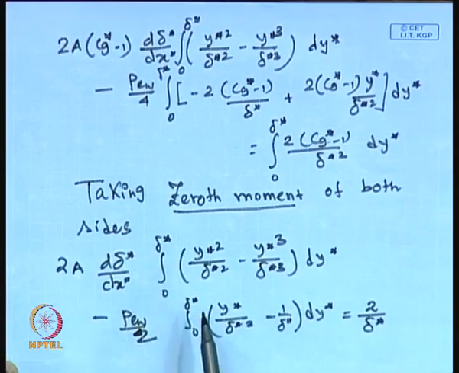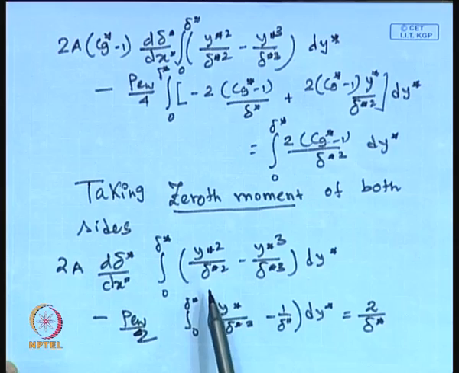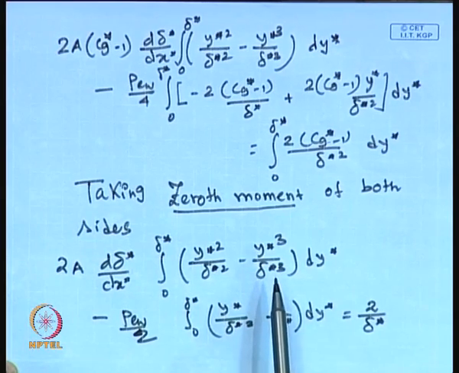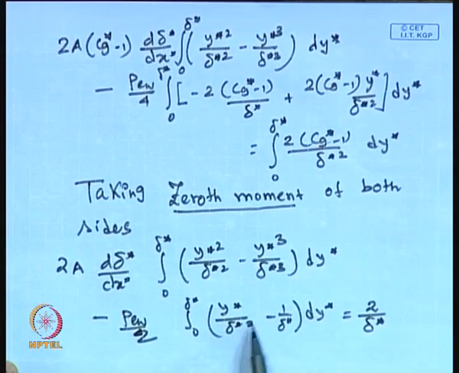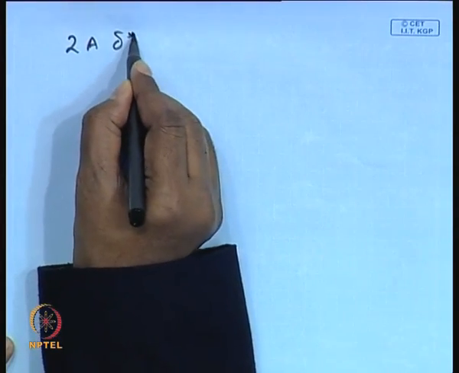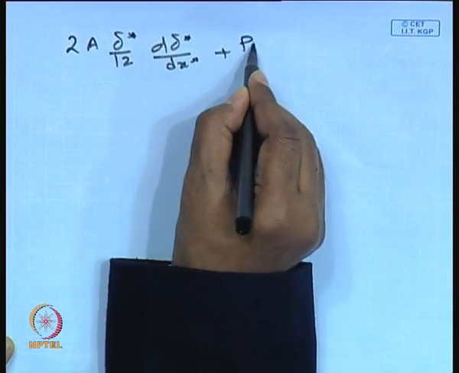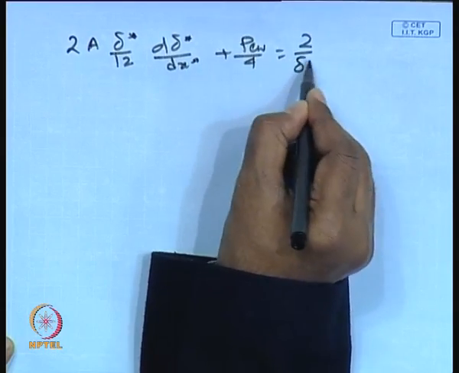Okay, so I have eliminated Re minus 1 from all the sides. Now, the rest of the exercise is very simple. The integration of this will be y star cube by 3. So, it will be delta star cube by 3. So, it will be delta by 3 minus delta by 4. So, it becomes delta by 12, and similarly you will be getting minus half here, minus 1 by 2 here. Okay. So, I am just omitting one single step, and I am writing the final expression that you can always do. The final expression becomes 2a delta star by 12 d delta star dx star plus pw by 4 is equal to 2 by delta star.